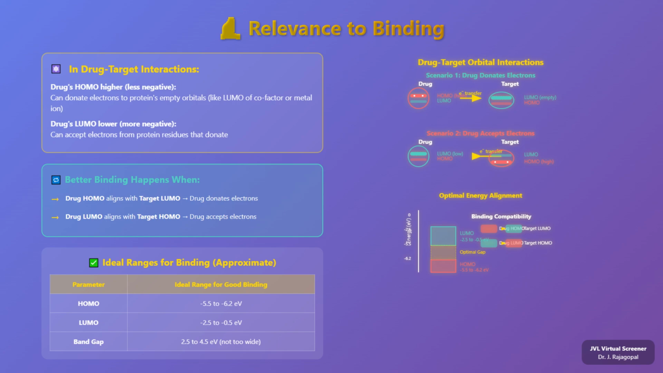These values are used by pharmaceutical companies worldwide for virtual screening and drug optimization. Remember these ranges, they will help you predict whether your molecule will have good binding affinity with biological targets. This completes our understanding of HOMO LUMO theory in drug design.